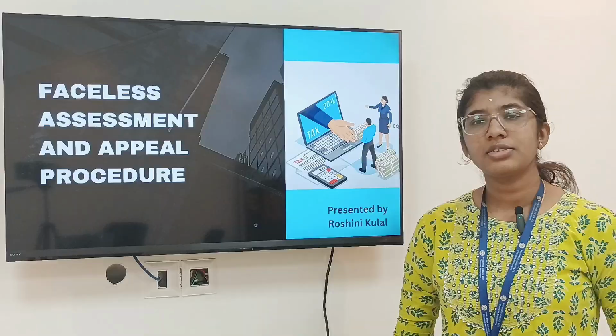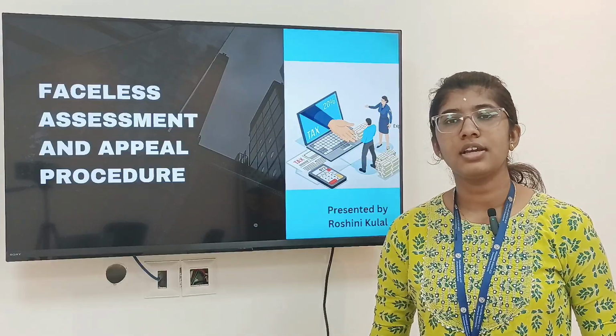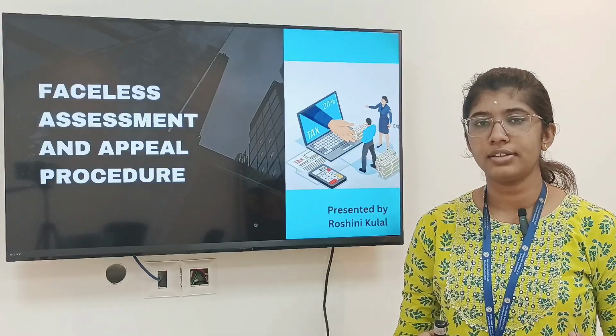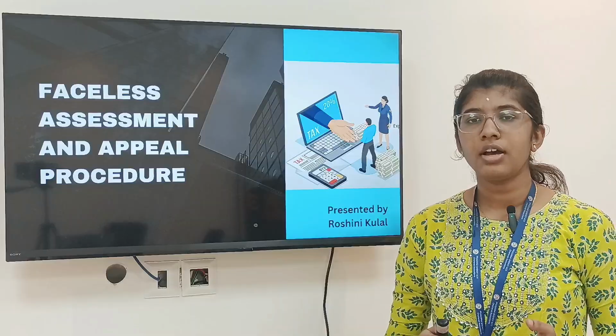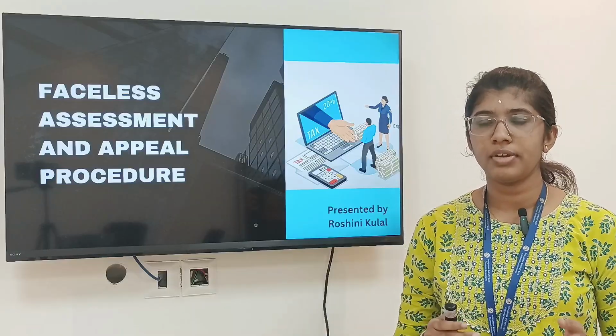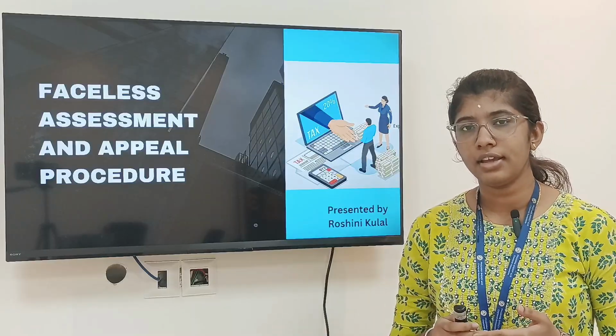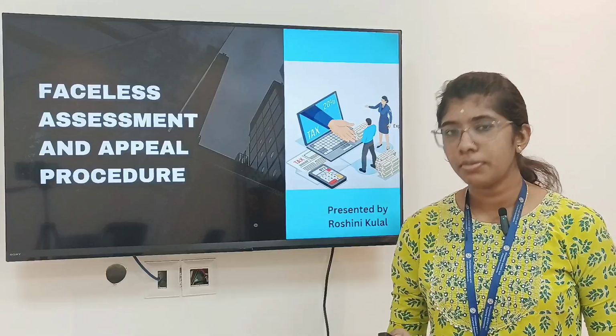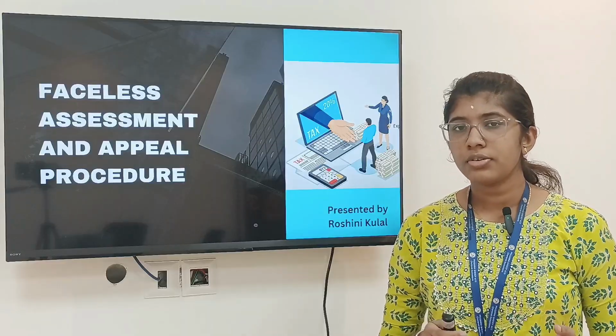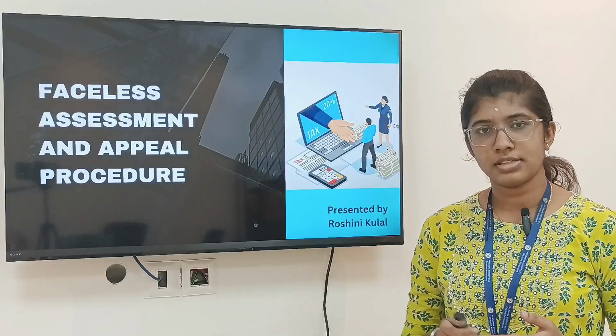Before the introduction of the faceless assessment, the SSC and the assessing officer used to conduct the assessment process physically, where there was an interaction between the two and both knew each other's identity. Due to this, a lot of unlawful practices used to take place. So the central government brought in the faceless assessment.